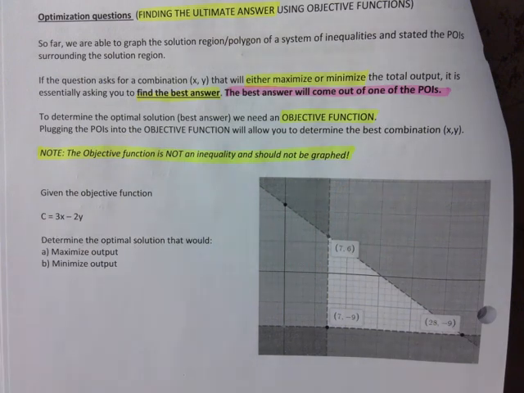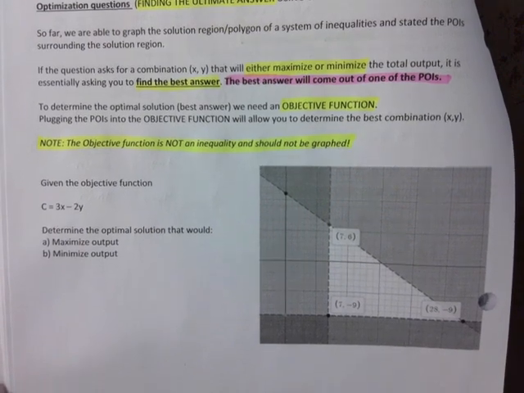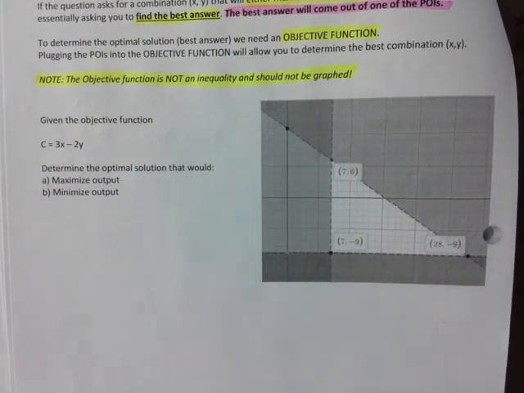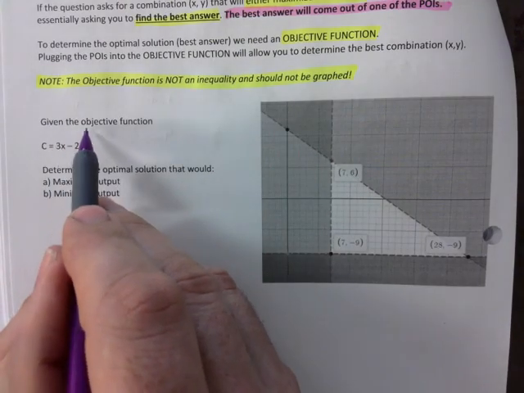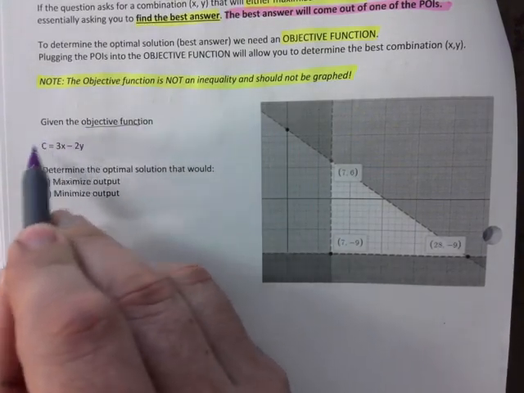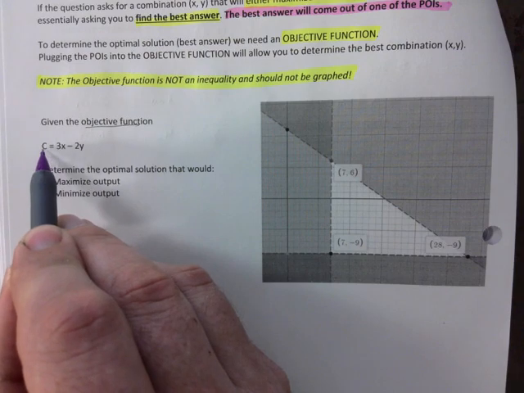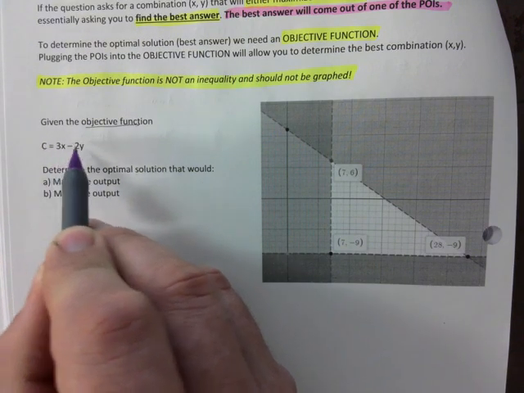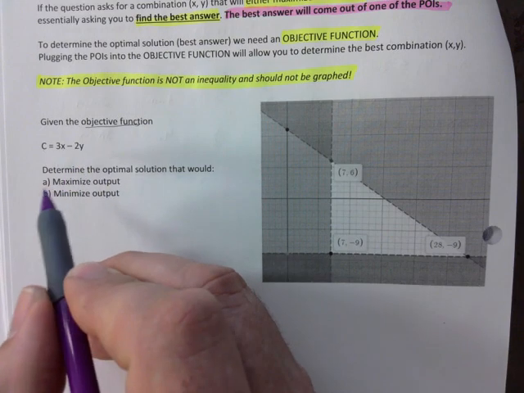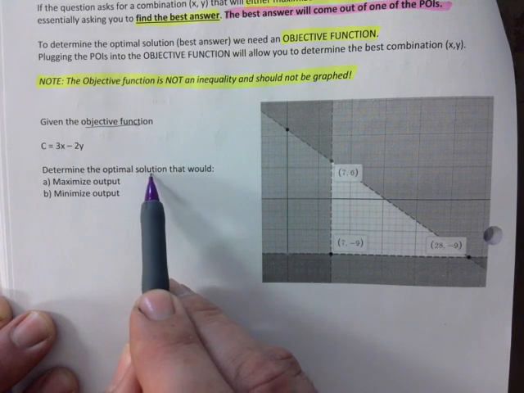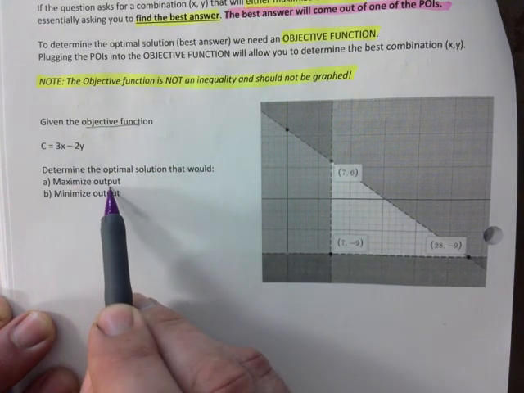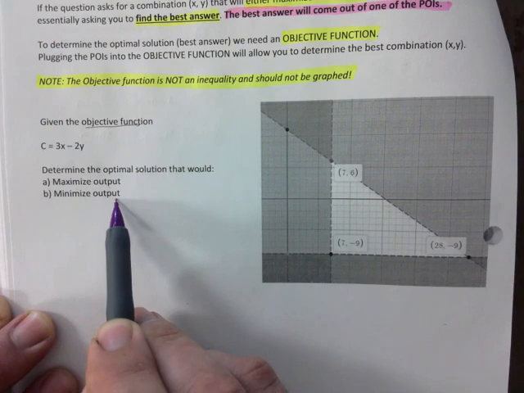I'm just going to do this example and then suggest some work that you can do to get better at what we're doing here. And I'm just going to close with this page so tomorrow I can dive right into a word problem. In this case, there's already an objective function given. Usually it has a capital letter and then a combination of X and Y. So given this objective function, determine the optimal solution that would maximize output or minimize output.